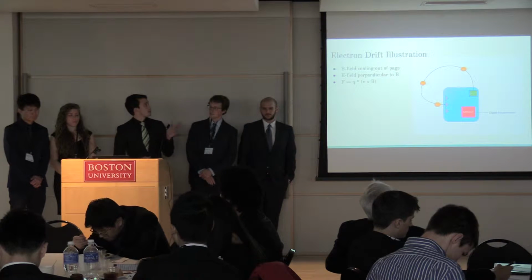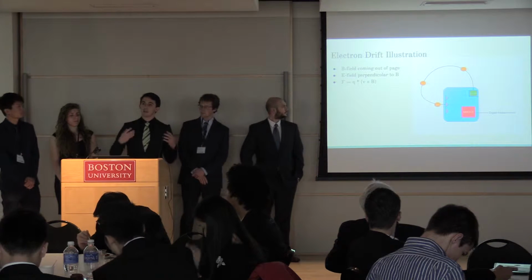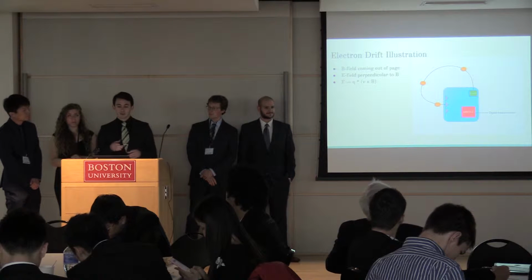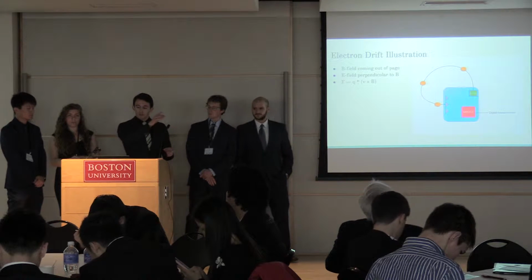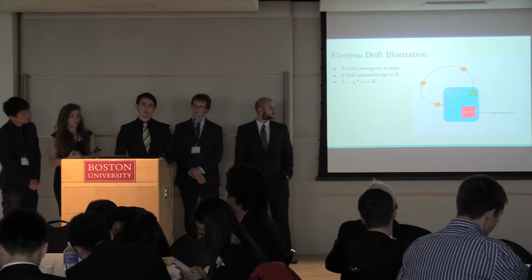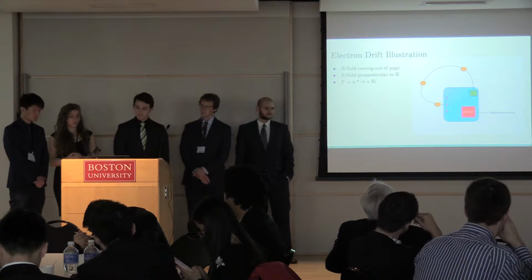Here is an illustration of electron drift. If you imagine a magnetic field coming out of the page in a perpendicular electric field, the electron travels in a circular path and comes to the triangles you see, which is a diode detector which detects the high energy electrons.